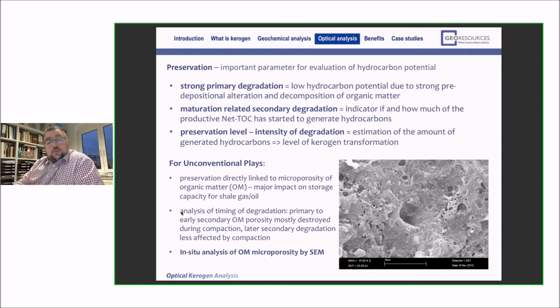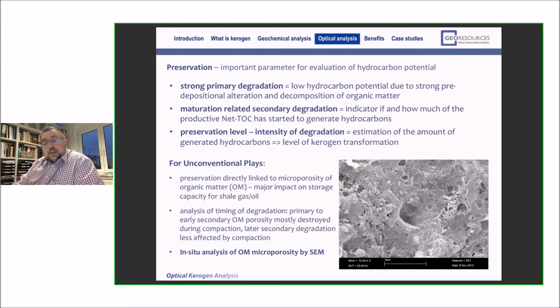And that's another very important point. If you look at these unconventional plays, we have to analyze the timing of the degradation, because the primary and very early secondary organic matter degradation creates a lot of porosity, but this gets mostly destroyed during compaction. When we get into deeper burial and get the full compaction of the shales, shales have a massive compaction. If this is initial primary degradation, all these pores will be completely gone after the compaction. So if you have secondary degradation, we have these pores open. And that's also a good indicator.